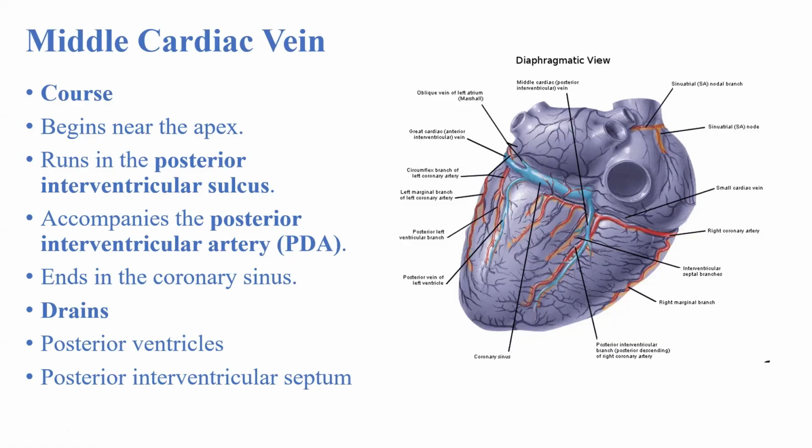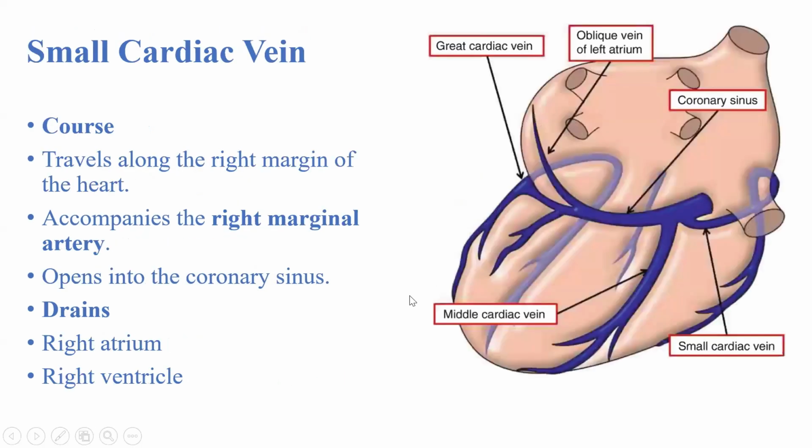Now the middle cardiac vein then enters into the coronary sinus, and as it is present posteriorly, it drains the posterior aspect of the ventricles and the posterior part of the interventricular septum. Then the small cardiac vein, this is the small cardiac vein.